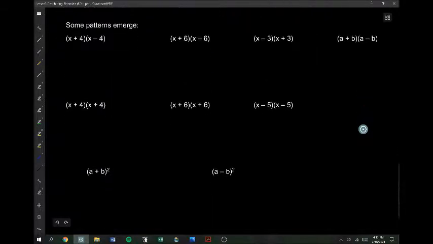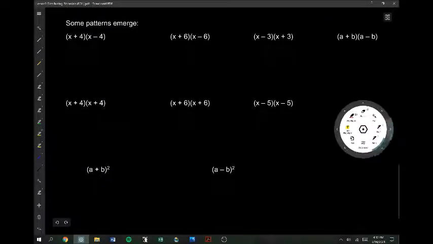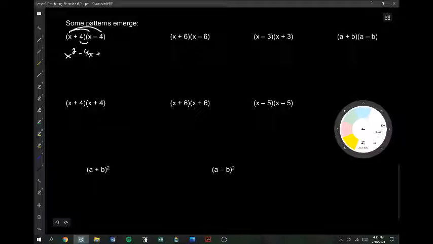Eventually, we see some patterns, though. Watch what happens with these few problems that I have set up. This is really, really convenient. X times x becomes x squared. X times negative 4 becomes negative 4x. 4 times x becomes positive 4x, and 4 times negative 4 becomes negative 16. When I combine my like terms, negative 4x plus 4x is just 0. Those two things undo each other. I end up with x squared minus 16.